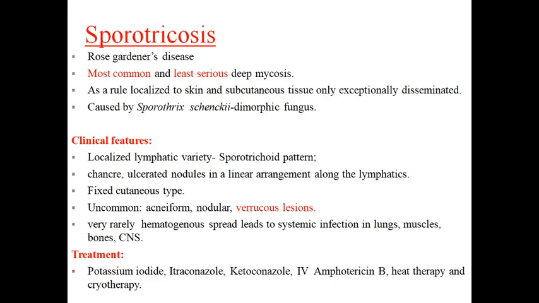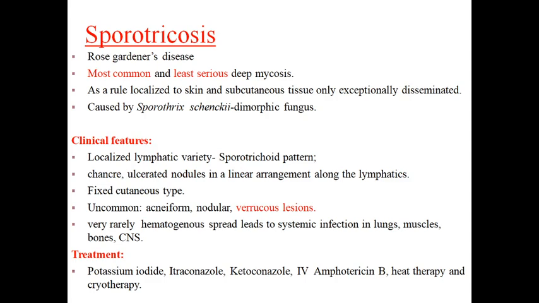When we talk about the clinical features, the most common presentation is the localized lymphatic variety, that is lymphocutaneous sporotrichosis. When the primary lesion is single, the secondary lesions appear along the lymphatics. So the whole limb or the whole lower limb can be involved with a sporotrichoid pattern. The secondary lesions can be chancre formation, ulcerated nodules, and they all are arranged linearly along the lymphatics. This is the most common presentation.